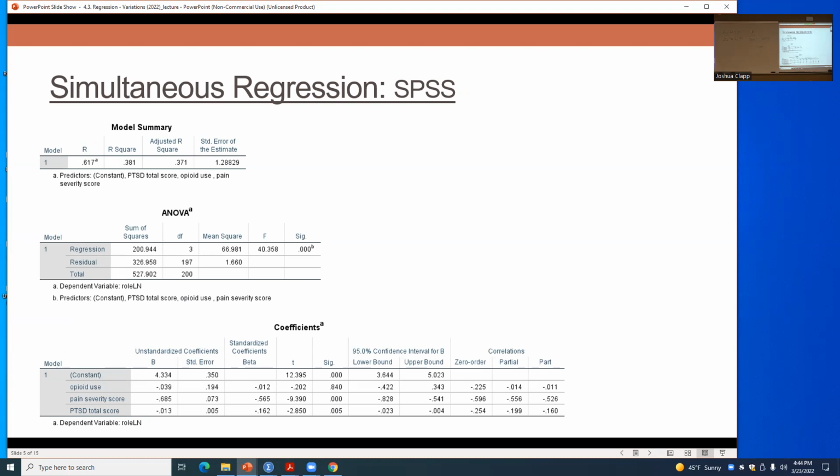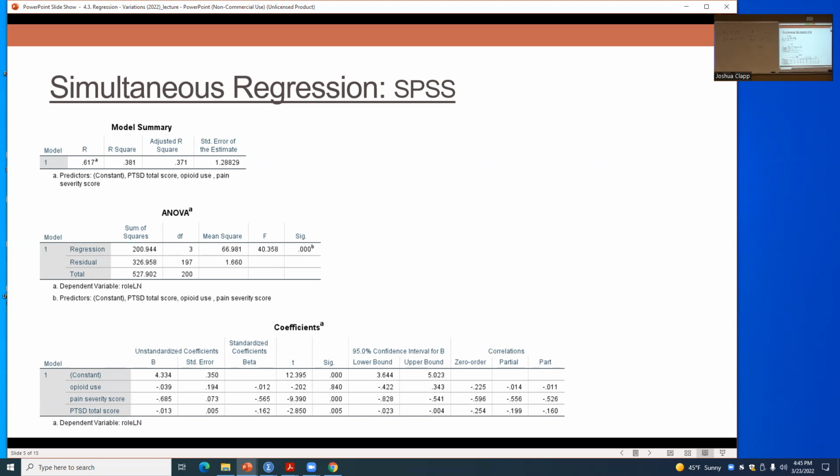So here, I would say for every unit increase in pain severity, I would expect a 0.685 unit decrease in the natural log of role functioning. Now remember, I said that the natural log retains some interpretive properties. This corresponds to a percent increase or decrease. So for every unit increase in pain severity, I would expect a 69% decrease in role functioning here. Okay.